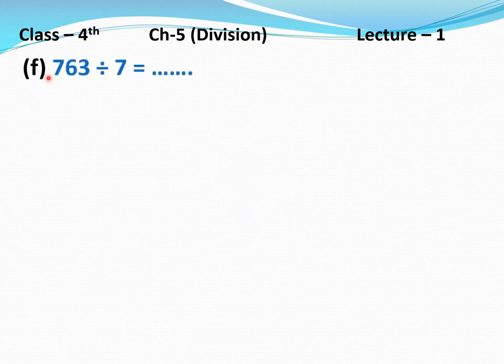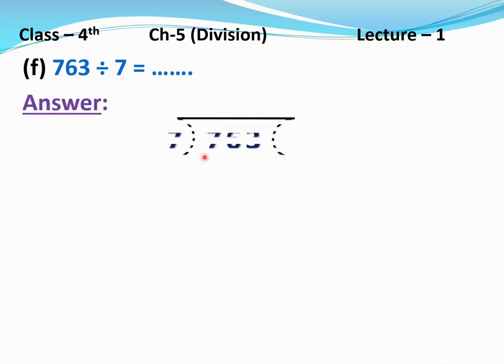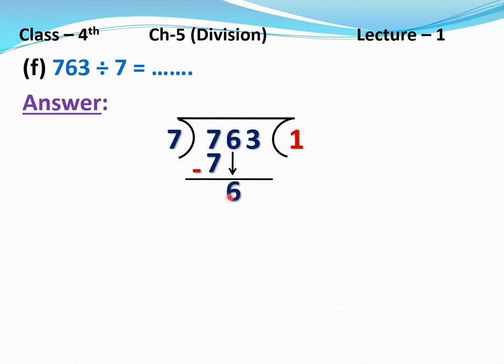Now, F part. 763 divide 7 equal to dash. It means we have to divide 763 by 7. Write down answer. Make a sign like this. Write 7 here and write 763 here. Now see, 7 is a one digit divisor. So we will take only first number in dividend, that is 7. See, 7 multiply 1 equal to 7. Write 1 here and write 7 here. Now we will do subtraction. 7 minus 7, 0. So take next number, that is 6.